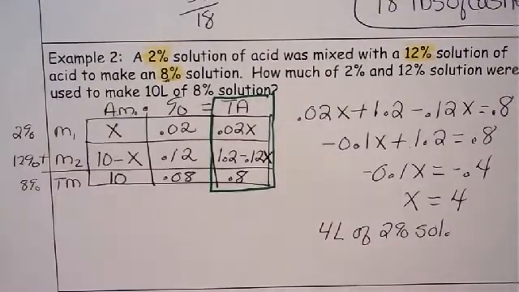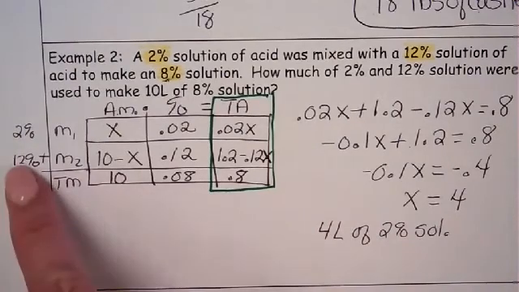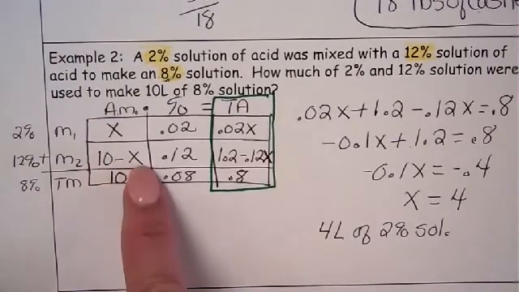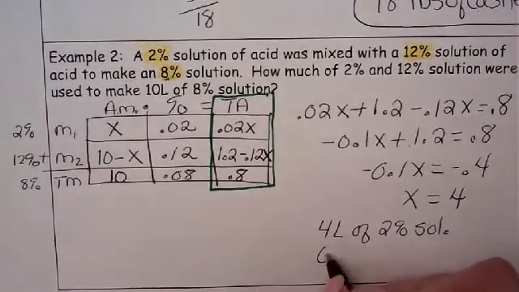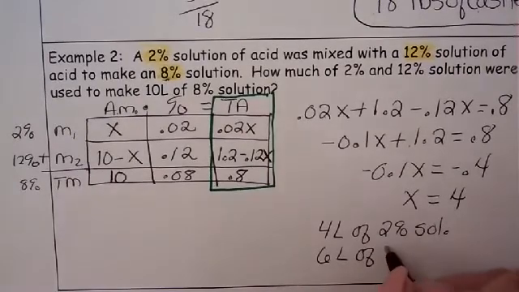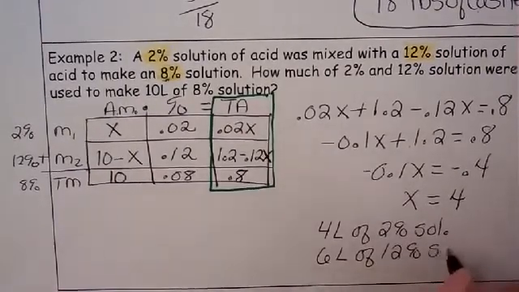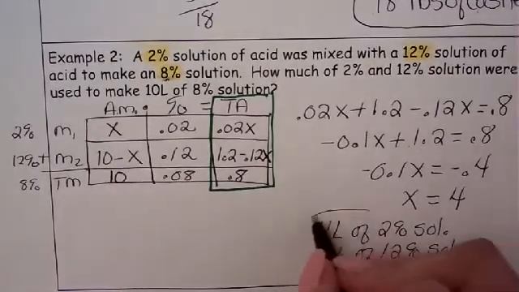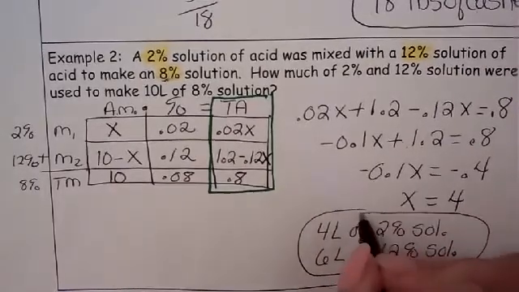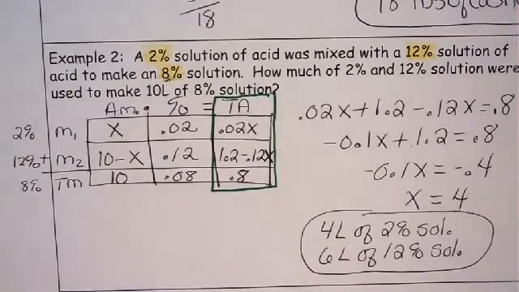Okay? Well, if I have 4 liters of the 2% solution, and I'm making a total of 10, how much of the 12% do I have? Well, I have 10 minus 4, which would be what? 6 liters, right? And I circle that, just like that. Now, again, pause your video right here, get this recorded down, and then we'll move on to example 3.